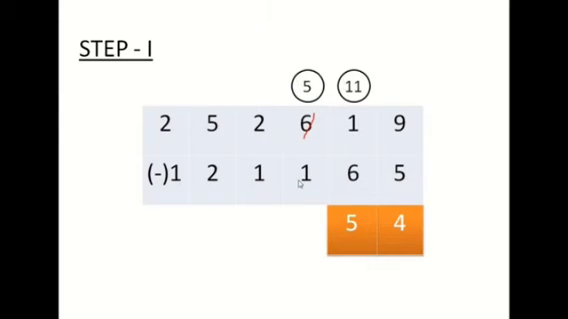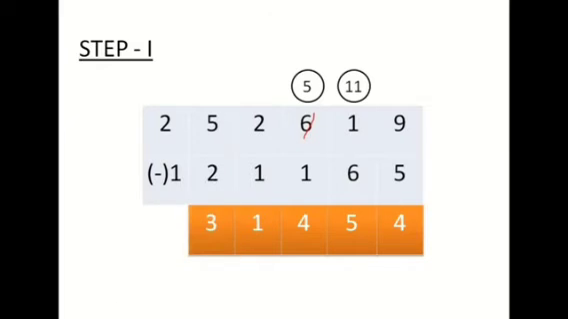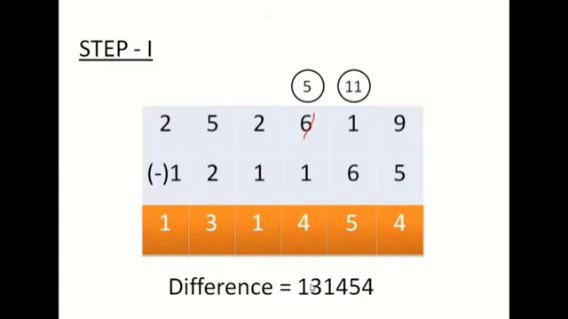So 5 minus 1, it is 4. 2 minus 1, 1. 5 minus 2, 3. 2 minus 1, 1. So step 1 is complete. You have done the subtraction part. So the difference is 131454.